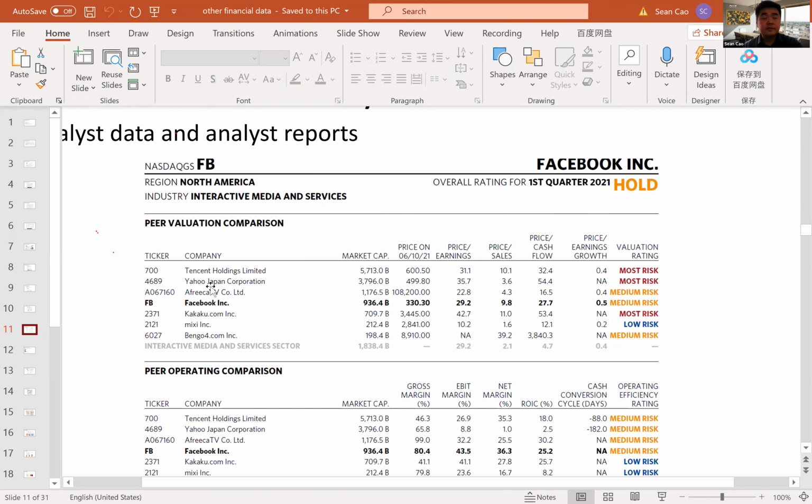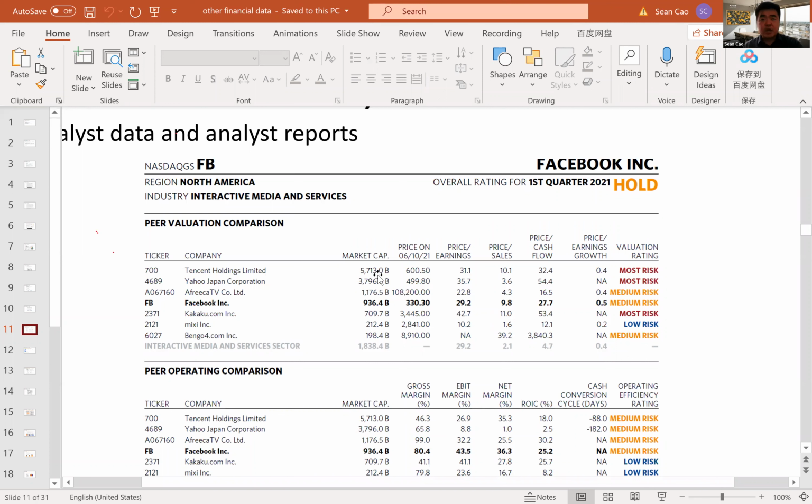Tencent is WeChat, the parent company, Yahoo, Facebook. So they have the Bengals. They have Yahoo Japan. So when Jefferies Research defines the peer, it is a little different from what Zacks defines as the peer, right? In Zacks we see Amazon, Netflix. Here what we see is Tencent, Yahoo. Different people have different ways to define their peers.